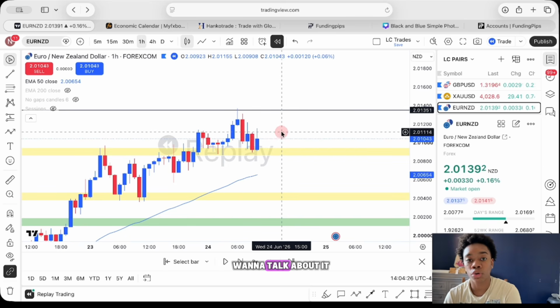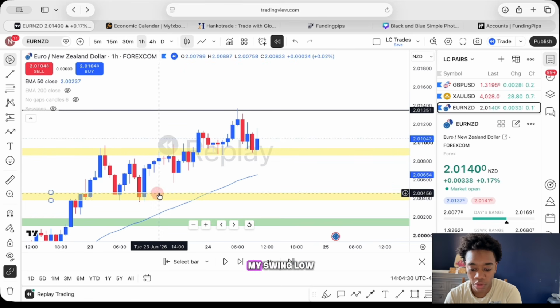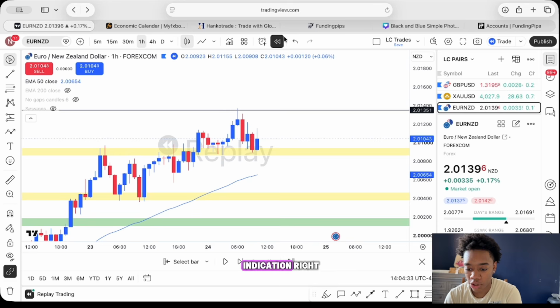But the reason I want to talk about it is because this was my swing high right here. This was my swing low. So we got an indication, right?